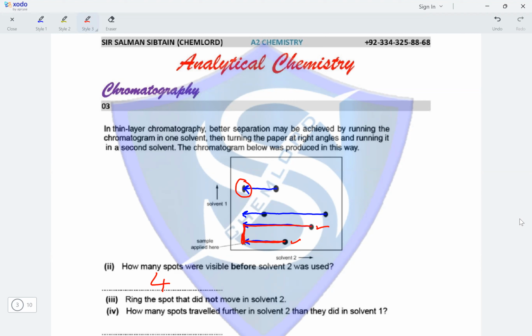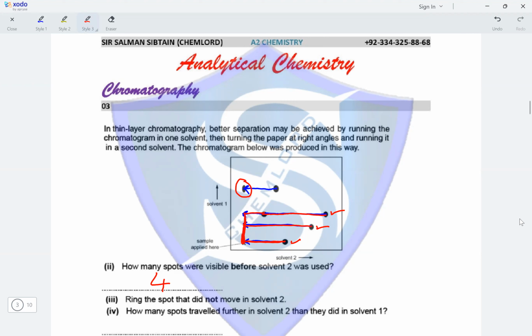Looking at the third and the fourth spot, the third spot moved very little in solvent 2. However, the fourth spot, which is in the same line as the third spot, moved a greater distance in solvent 2 than it did in solvent 1. So this is the third one. And the other two spots can be seen to have moved more in solvent 1 than in solvent 2.